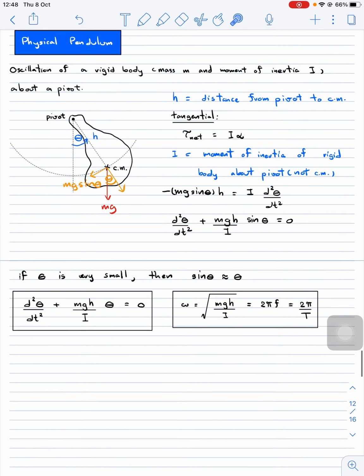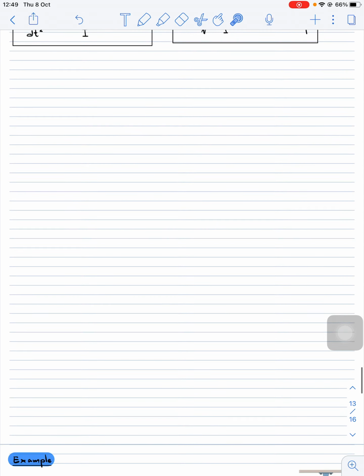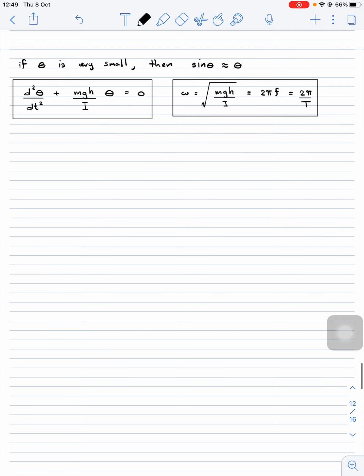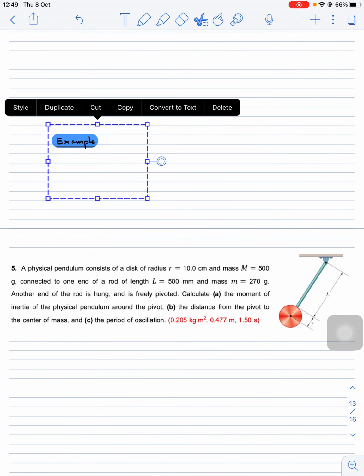Okay, so just keep in mind that the m here is the mass of the rigid body, the g is 9.8, as usual, and the h is the distance from the pivot to the center of mass. And now the I is the moment of inertia of the rigid body about this pivot, not the center of mass. Okay, so now let's consider some examples.